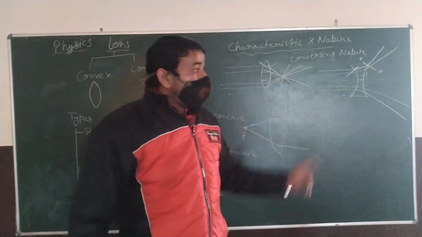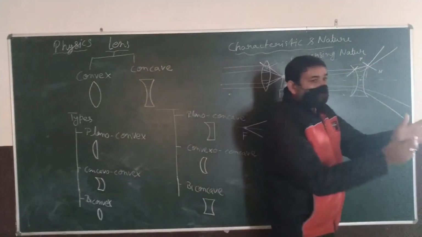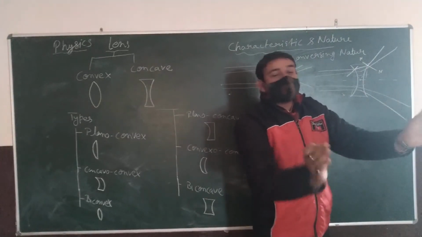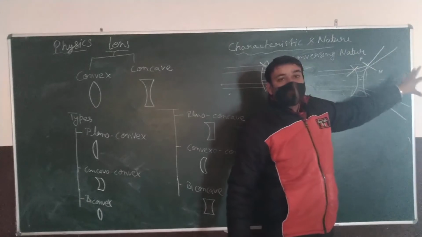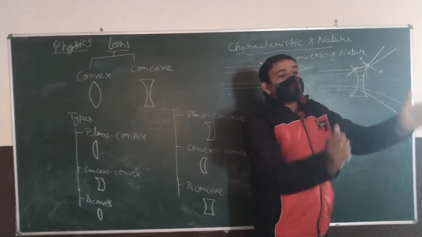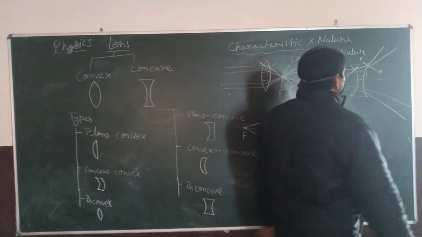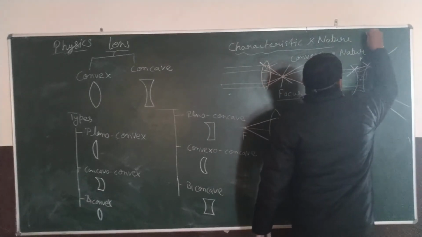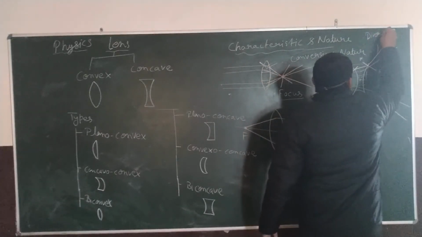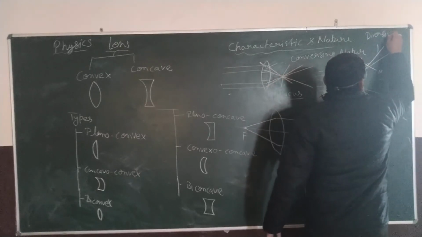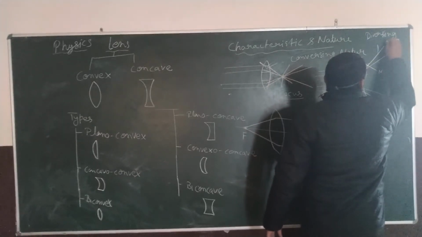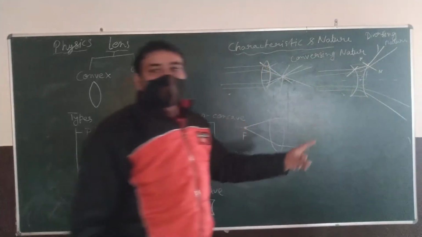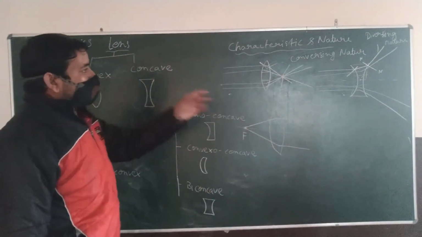Then what do you observe about the nature? The concave lens has a dispersion nature, or we say it has a nature of spreading of light. This spreading is known as diverging nature. Diverging nature. This is the nature of the concave lens.